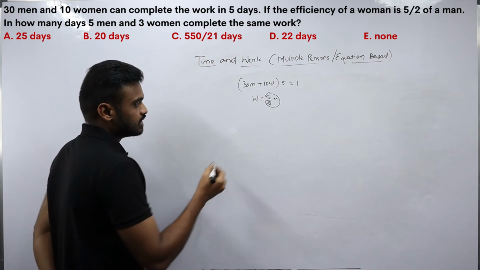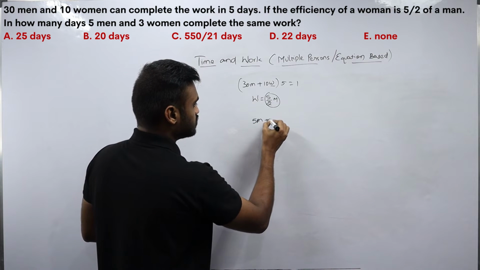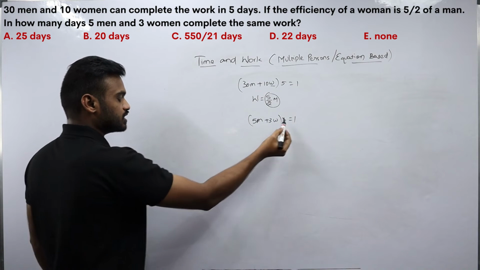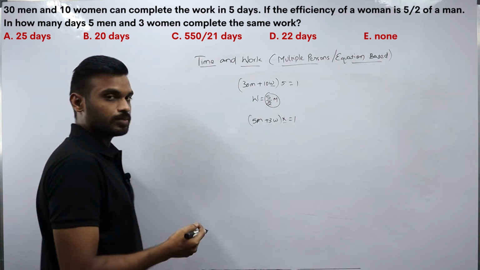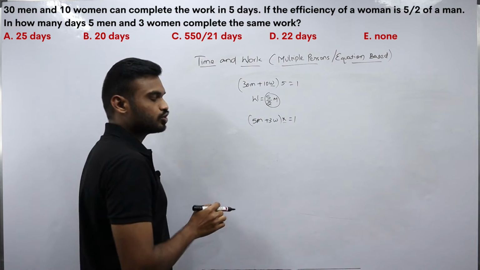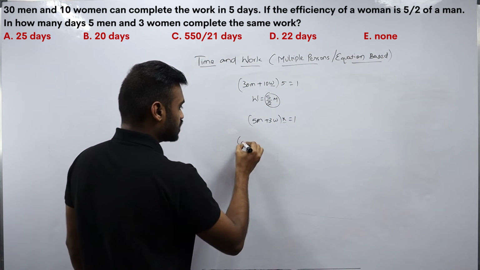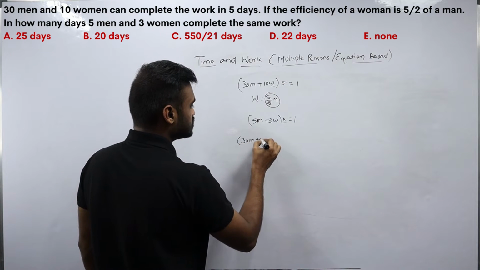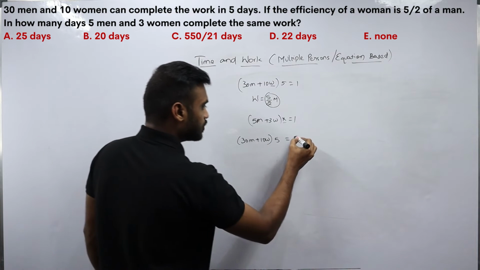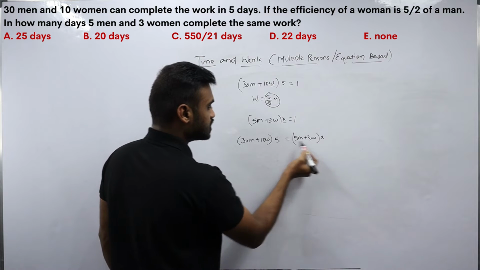Also they are saying 5 men and 3 women can complete the work in how many days? So they are asking us to find the time taken for 5 men and 3 women to complete the same amount of work. In both the cases, the amount of work to be done is the same, so we can simply equate both the scenarios. 30 men plus 10 women can complete the work in 5 days. So 5 men plus 3 women, how many days will they take to complete the same work?